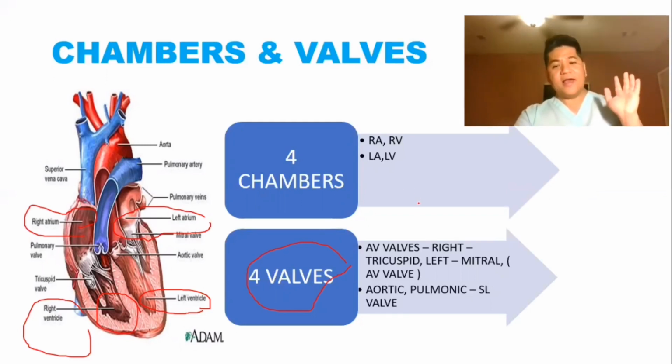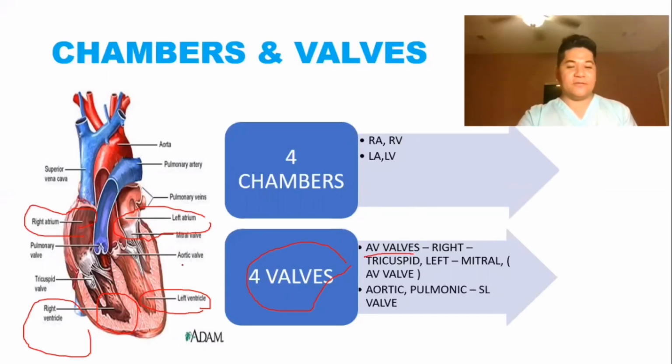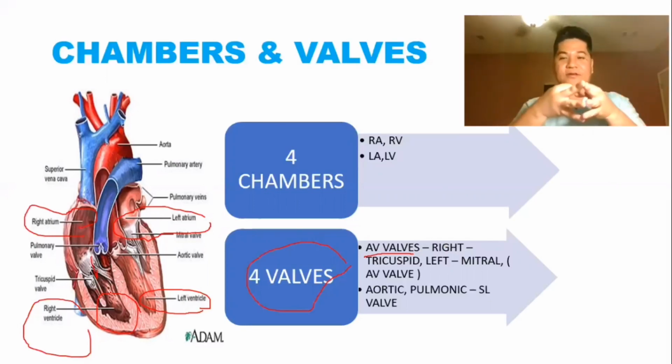Now, talking about the valves, there are valves that we need to know on the heart. The AV valves, the atrioventricular valves, start with the right one, the tricuspid valve. It has 3 cusps and lies between the right atrium and the right ventricle. It will open when the blood comes in, and then it will close so the blood from the right ventricle will not backflow to the right atrium. So that is your tricuspid.